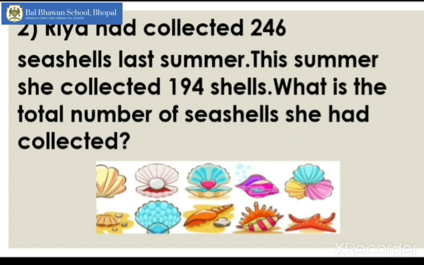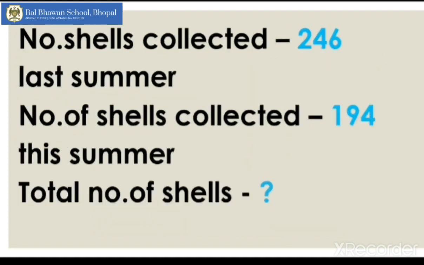Okay. So now we will write the statements. So first, what is given in the question? It is number of shells collected. Sorry, here ma'am has missed to write it. Okay, no problem. Ma'am has written it right now. So how many shells were collected by Ria in last summer? It is 246, and number of shells collected this summer, it is 194. So these values are already given.